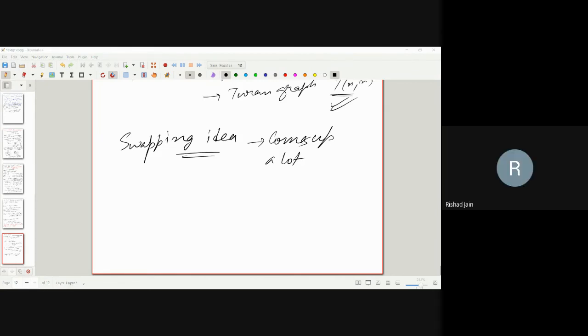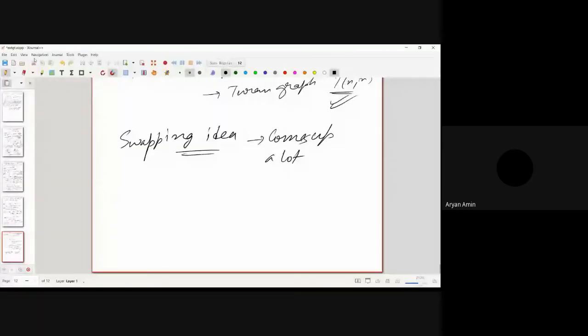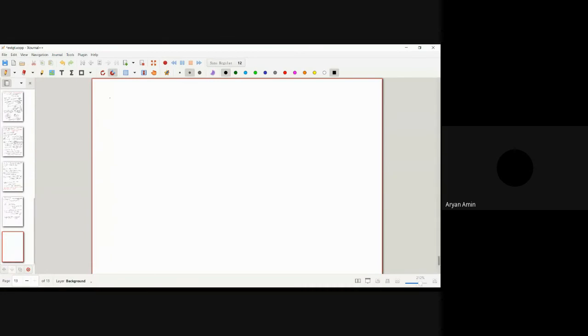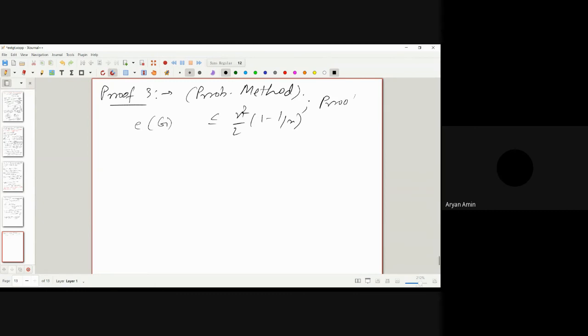Okay. Cool. So the next proof is going to be the probabilistic method proof. Proof 3. This is going to be probabilistic method. This will not directly give you a proof for Turan's theorem. This will only prove that E(G), if G is K_{r+1}-free, is at most n^2/2 times (1 - 1/r). But it's a proof for the case where r divides n.